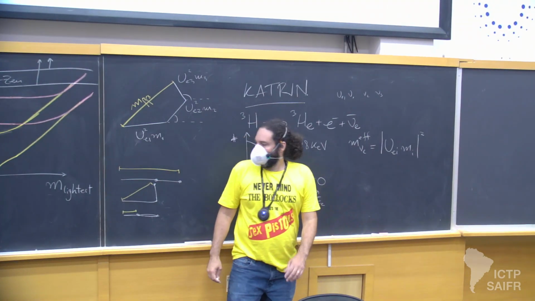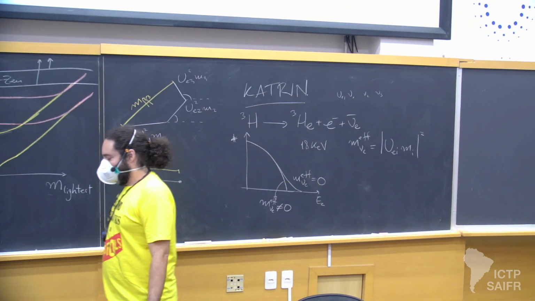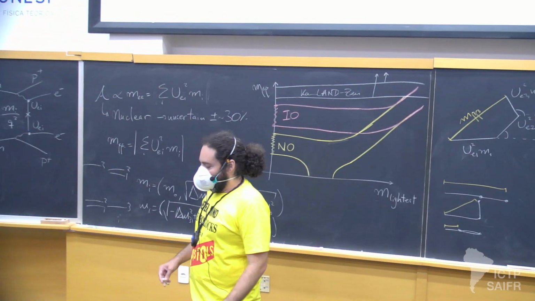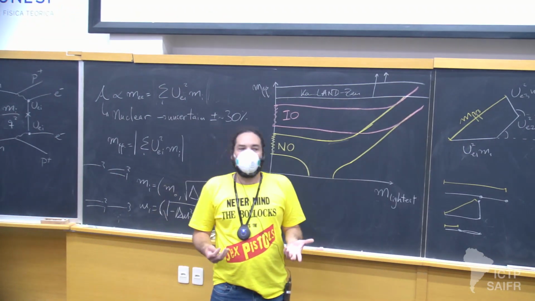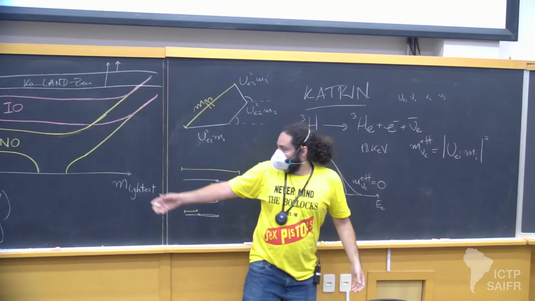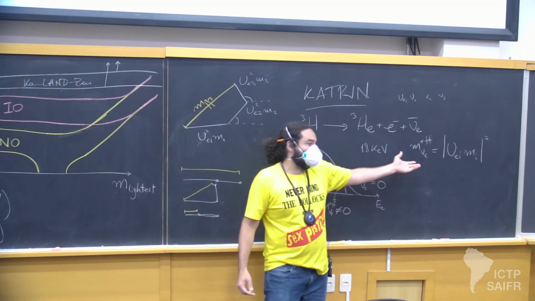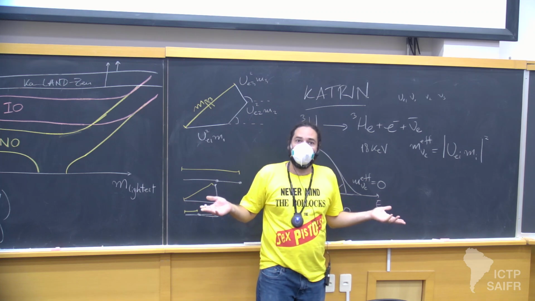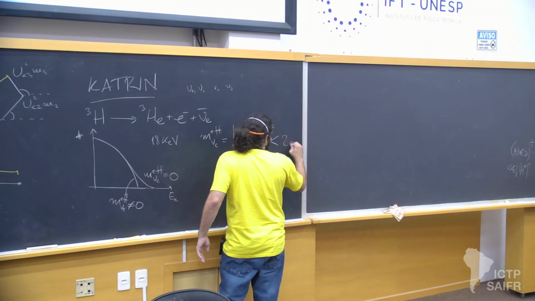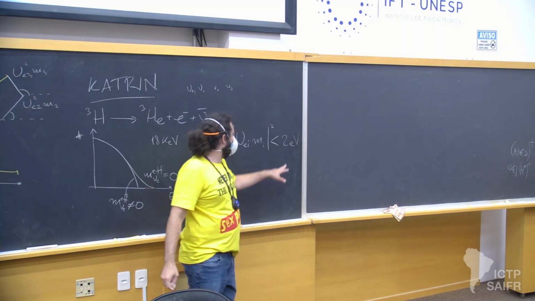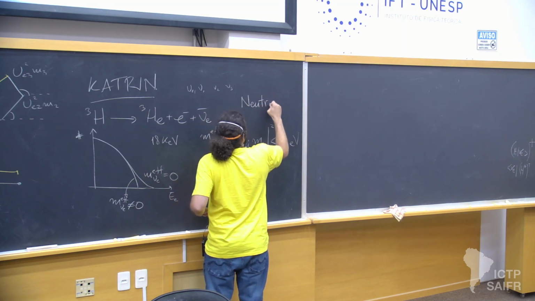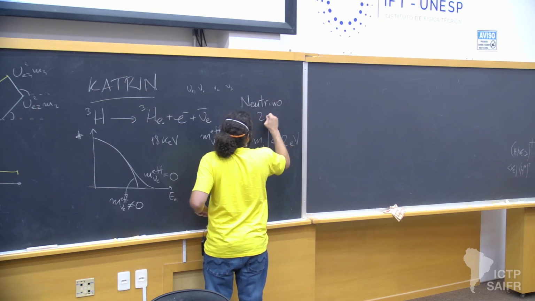So what that tells you is that KATRIN can put a constraint on some combination of masses. Because we know the mass splittings, KATRIN can put a constraint on the mass of the lightest neutrino. The current constraint, I think, is about 2 electron volts or so. You should probably check.